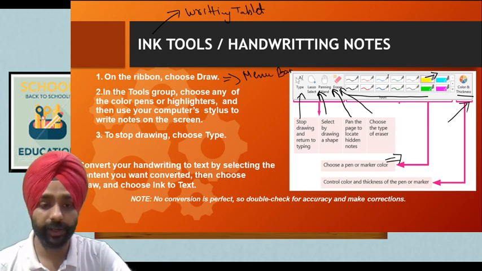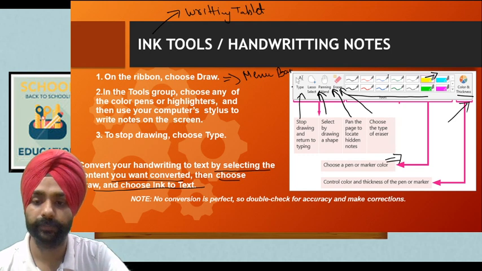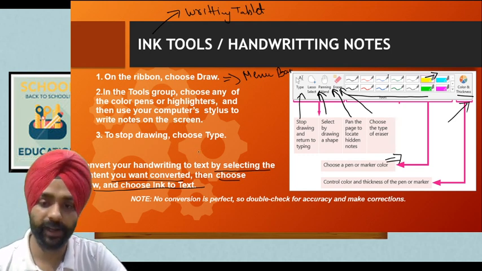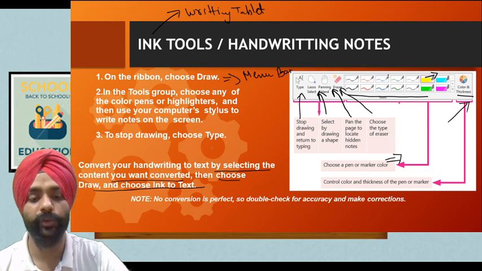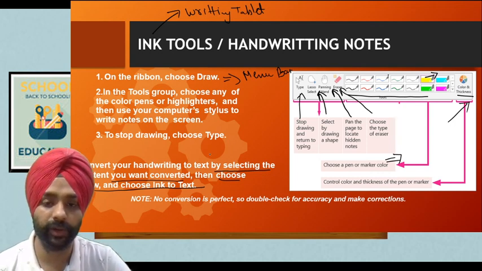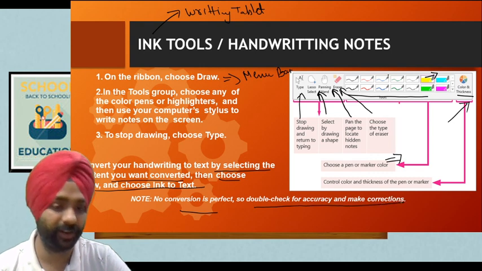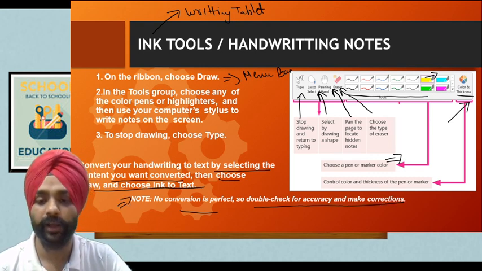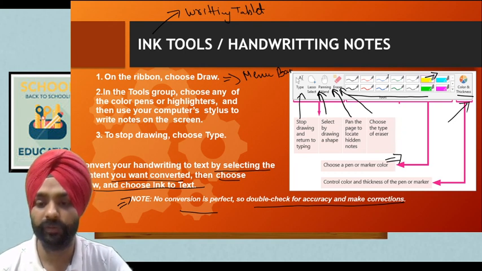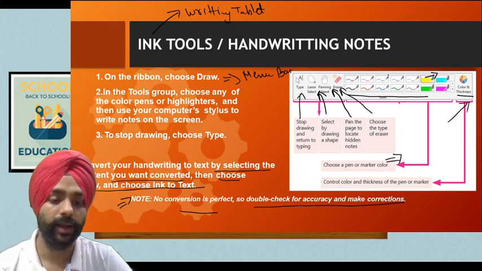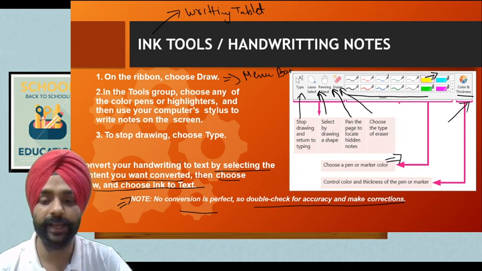You can also convert your handwriting to text by selecting the content you want to convert. Then choose draw and choose ink to text. This is also available. If your handwriting is poor or not clear, you can select your handwriting and then choose to have it converted into the text format. It will be easily converted to text. No conversion is perfect, so double check for accuracy and make corrections. This is quite important because you cannot do everything in your first attempt. Remember this. If you are practicing this kind of software, you can easily have an accuracy of more than 90%, I would say.